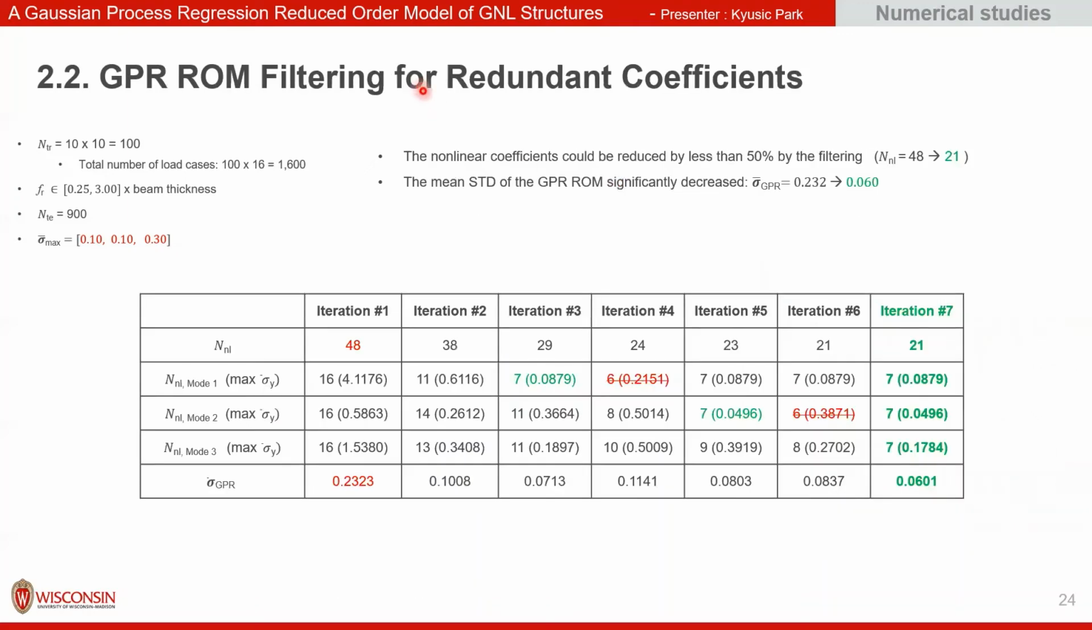The curved beam GPR ROM was trained through the proposed framework, and after 7 iterations, the number of nonlinear coefficients reduced from 48 to 21. The mean predictive STD of GPR ROM also substantially reduced, indicating that GPR ROM became much more robust as the size was reduced by more than 50%.